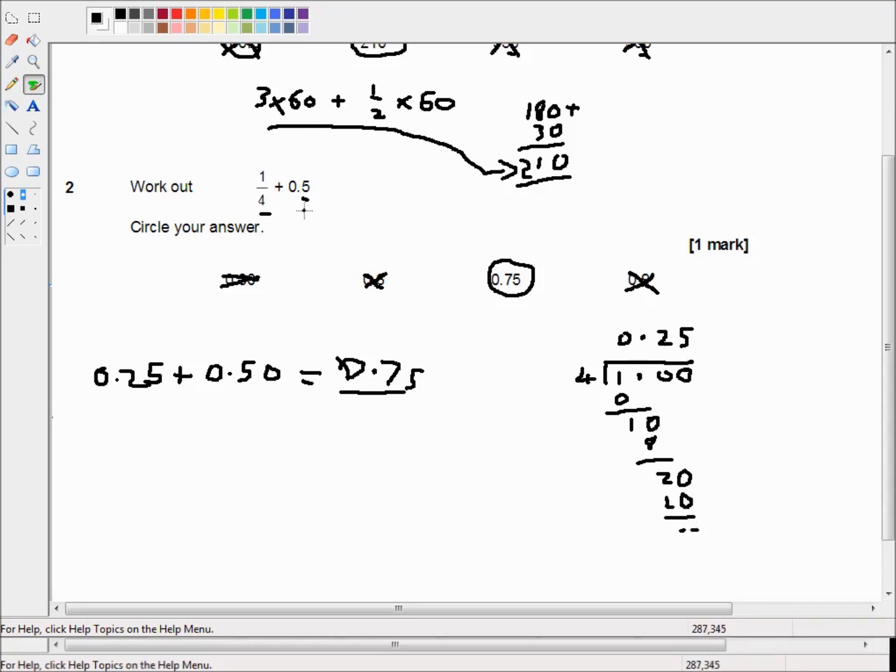And then you can add that to the 0.5, and so you've got 0.50 plus 0.25, and that's equal to, again, 5, 2 plus 5 is 7, point and 0. And that way you would have got your answer. However, that's a lot of work for 1 mark. I suspect that the examiners were really expecting you to know that 1/4 is 0.25.